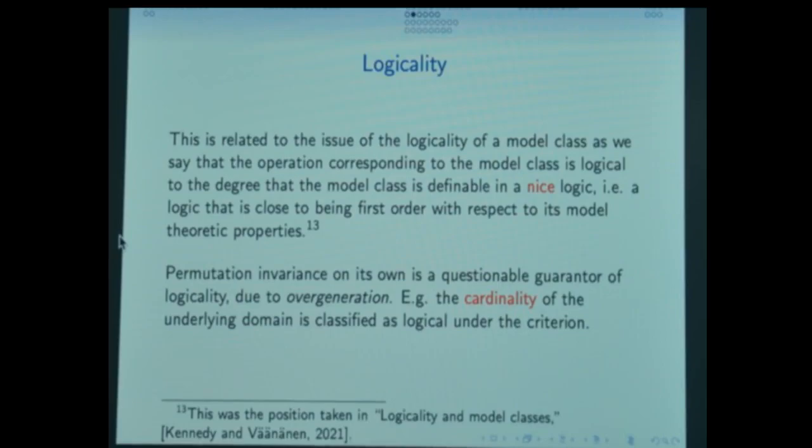So, for logicality of a model class, we say the operation corresponding to the model class is logical to the degree that the class is definable in a nice logic, that is to say, a logic that is supposed to be first order with respect to its model theory. We wrote a paper called Logicality of Model Classes, and this was the suggestion in the paper. As I say, permutation invariance on its own is a questionable guarantor of logicality. It overgenerates. For example, the cardinality of the underlying domain will be classified as a logical criterion, since this is invariant under permutation.